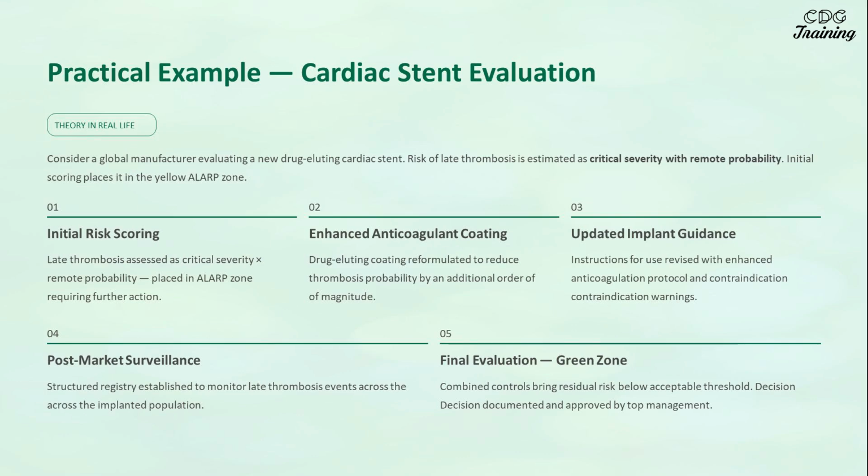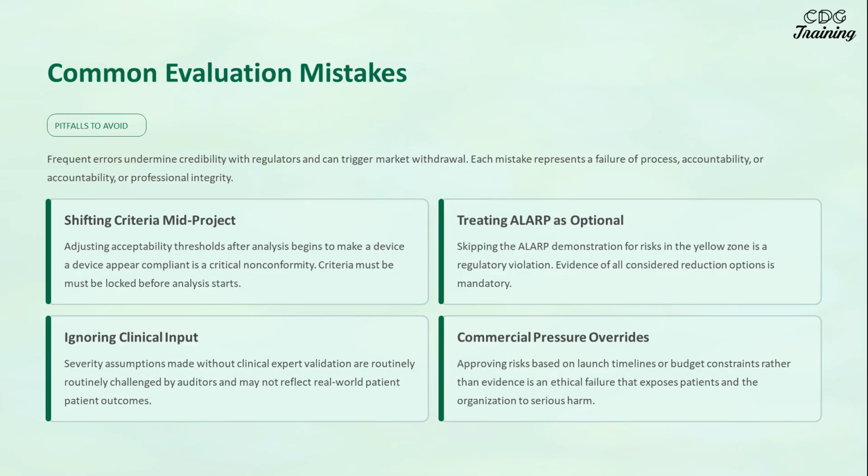Consider a cardiac stent evaluation where risk scoring and enhanced codings lead to a final decision in the green zone. This example illustrates the practical application of risk evaluation. Errors like shifting criteria mid-project or ignoring clinical input can undermine credibility and trigger market withdrawal. Avoid these pitfalls to maintain professional integrity.